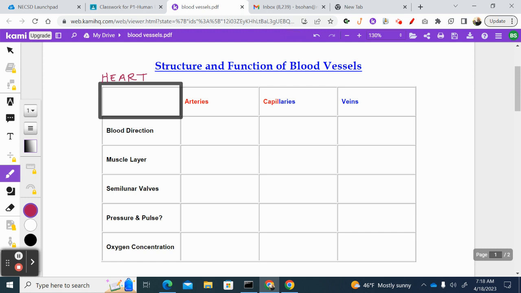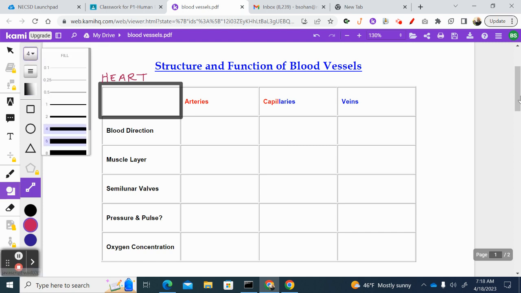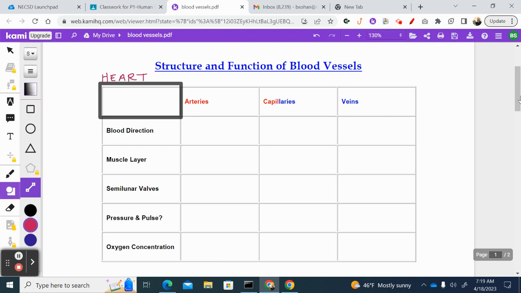All right, now there's some tubes that come out of the heart, right? These tubes are called arteries. If blood is leaving the heart, it's traveling in an artery, okay? So arteries leave the heart. Eventually, when they get to their destination, blood will then enter these really thin blood vessels called capillaries. All right.